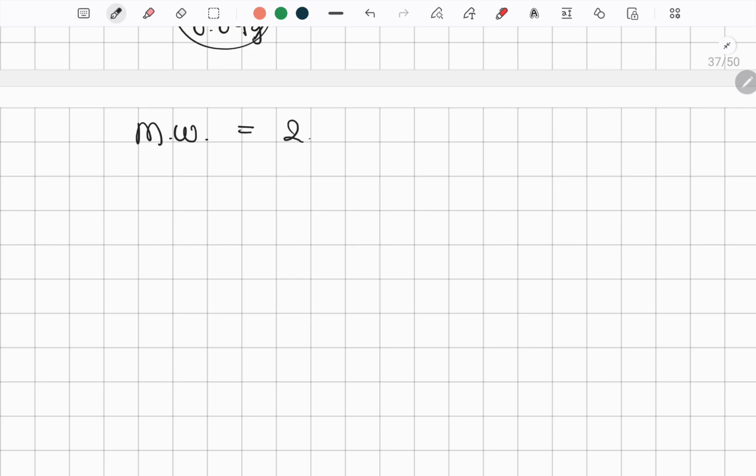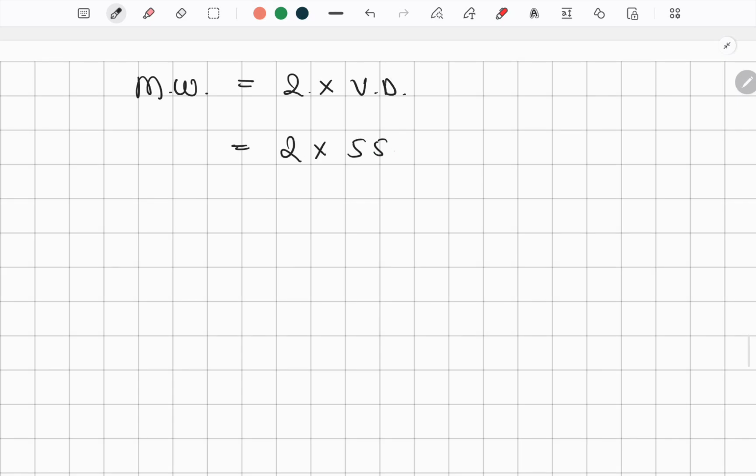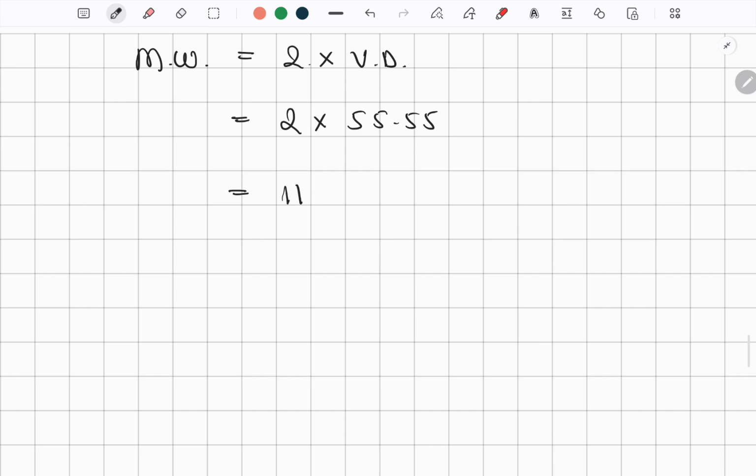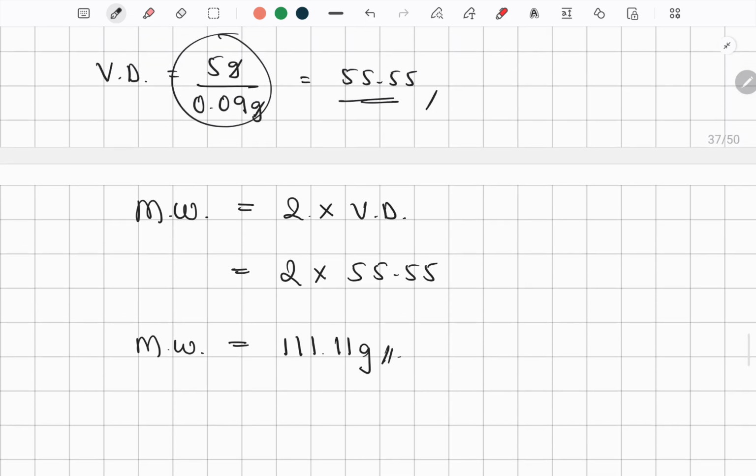What is the formula of molecular weight? It is 2 into vapor density. What is the vapor density? We just calculated, it is 55.55. So 2 into 55.55, when you multiply, you get the answer 111.11. What about the unit? It's gram. So when you solve this type of question about vapor density and molecular weight, the unit of the molecular weight is gram, but the unit of the vapor density is nothing, because it is the ratio of similar physical quantities.